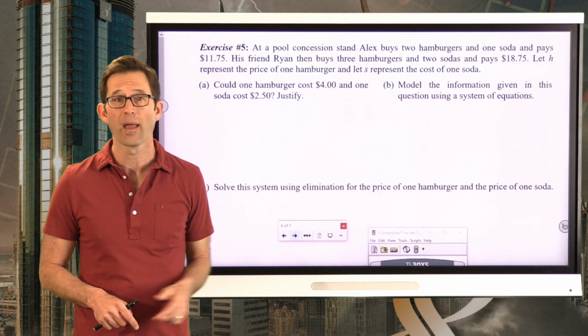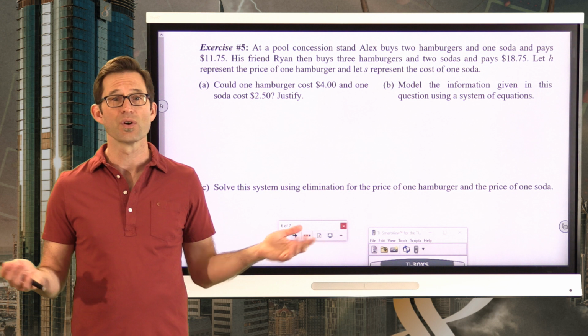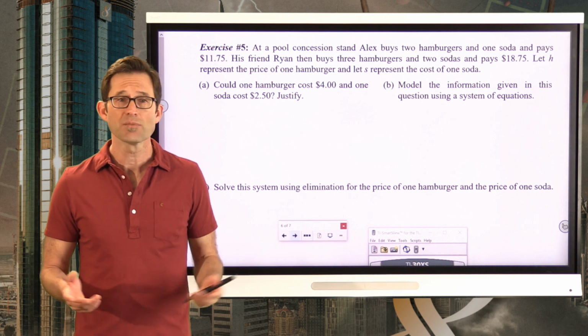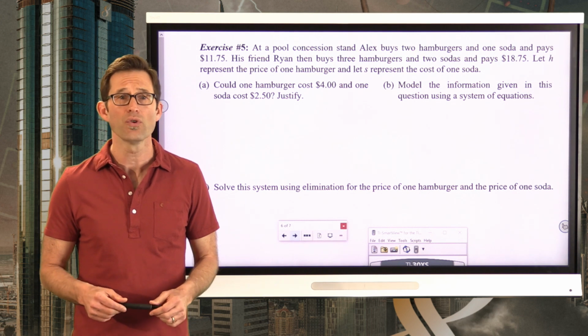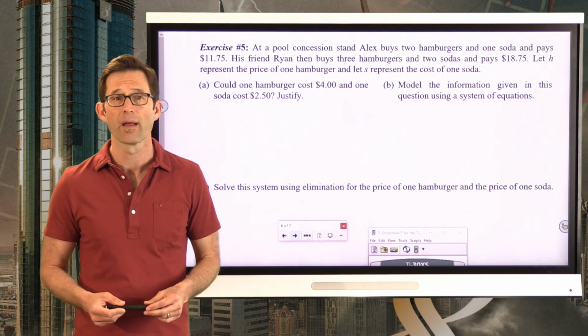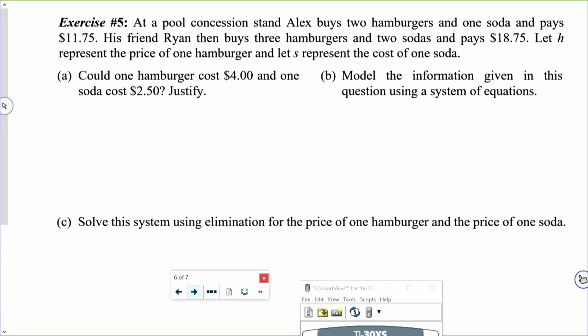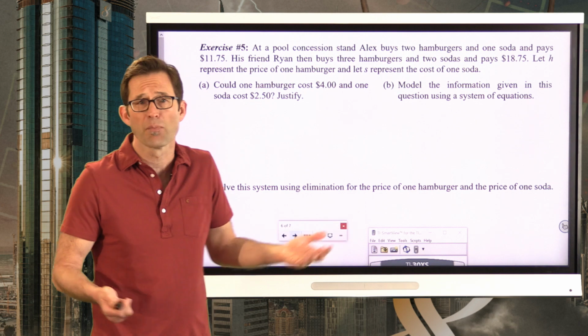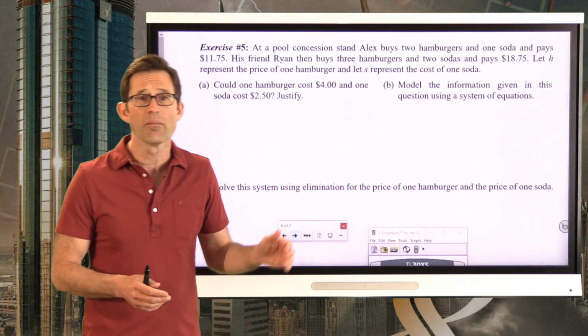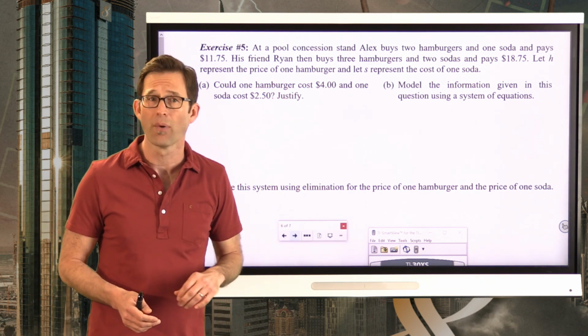Well, play around with that a little bit. Could the hamburgers cost $4 each and the sodas cost $2.50 each? Just play around with the information they gave you in the problem and see whether or not those could be the unit cost of the hamburger and the soda. Well, let's check it with just what Alex bought. And then if it works for Alex, we might want to also check it with what Ryan bought, okay?